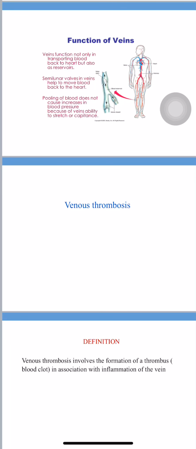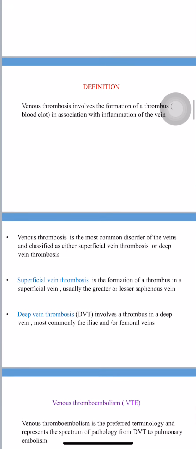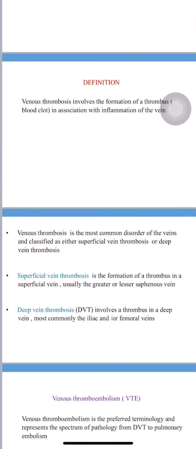Next we will see the conditions or disorders related to vein. The first one is venous thrombosis. Venous thrombosis involves the formation of thrombus in association with inflammation of the vein. Venous thrombosis is the most common disorder of the veins, and it is classified as either superficial vein thrombosis or deep vein thrombosis.